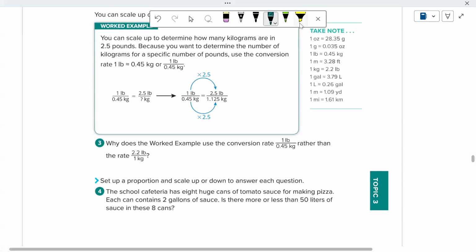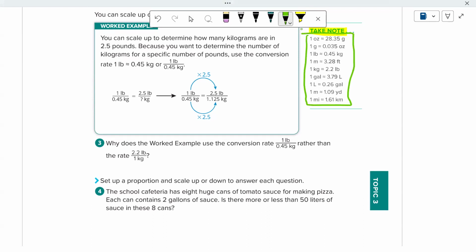So let's make a little note here. I noticed it says take note, and it has all of these conversions. Notice the squigglies mean approximate. They are approximations of conversion. So we're going to look through this worked example because I want to make sure you see something. You can scale up to determine how many kilograms are in 2.5 pounds. Because you want to determine the number of kilograms for a specific number of pounds, use the conversion rate 1 pound is equal to 0.45 kilograms. The other way to write it is as a fraction, 1 pound over 0.45 kilograms, which is common to write.